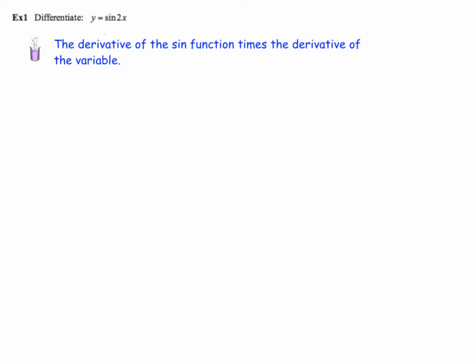So the derivative of the sine function is the cosine function, and then we have to take the derivative of what's inside. Well, the derivative of what's inside is 2x. So the derivative of sine 2x equals cosine 2x times the derivative of what's inside, and the derivative of 2x equals 2. And if I simplify this, what I'm multiplying by 2, I can write it up front. So the derivative equals 2 cosine 2x.